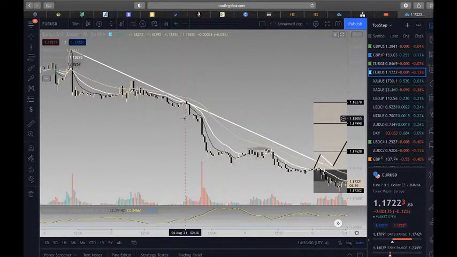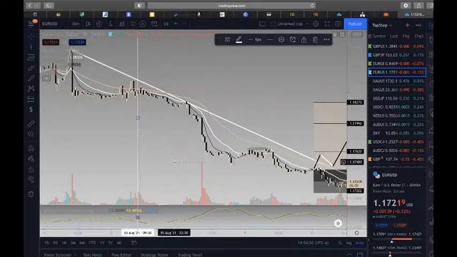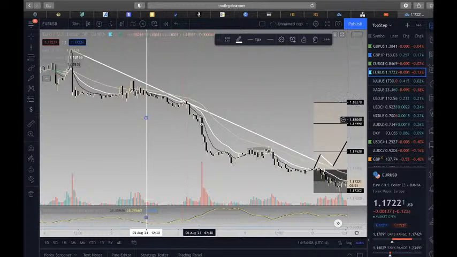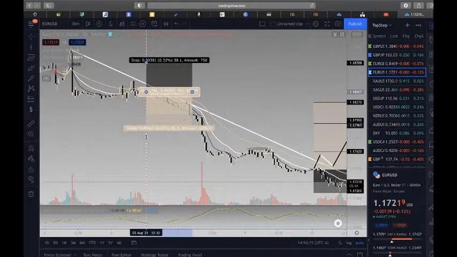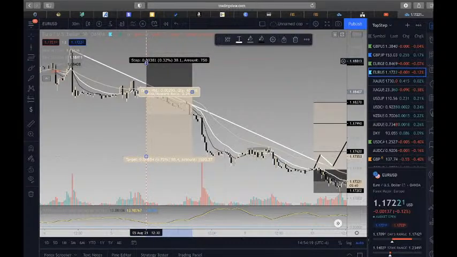Let me find exactly where it happened. It happened right here. This would have been our official entry point right there. Maybe a couple candlesticks over, like right there. I'm going to say right there. That's our official entry. And from our entry point, there's not going to be a ton of pips. We would have made like 85 pips from that strategy.